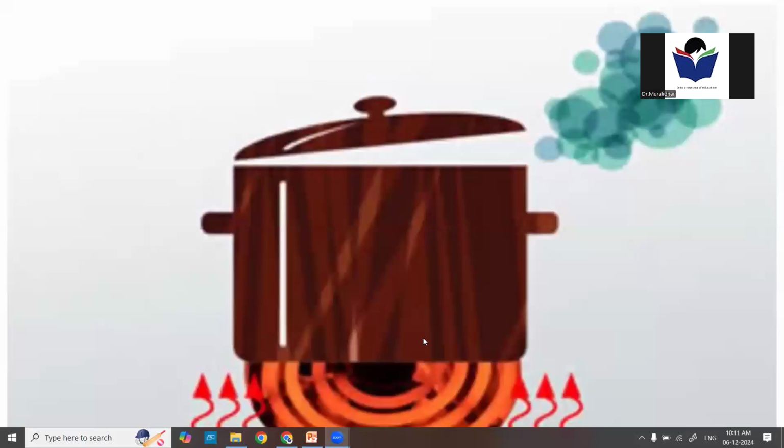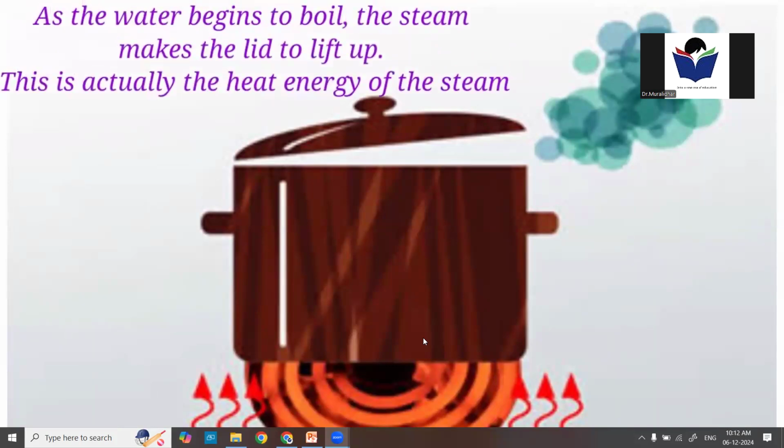In common experience, you can understand that if we heat some water in a kettle with a lid on it, we notice that as the water begins to boil, the lid lifts up. Why does the lid lift up? Because the steam makes the lid lift up. This is actually the heat energy of the steam which moves the lid upward.